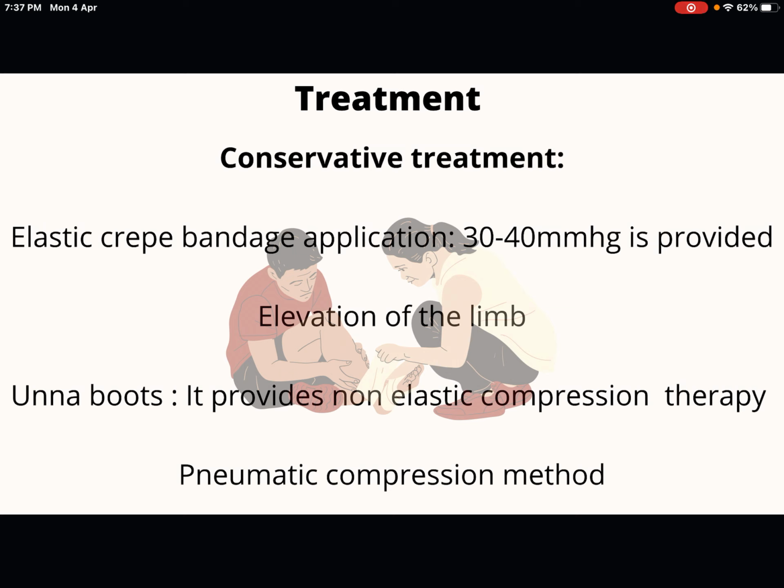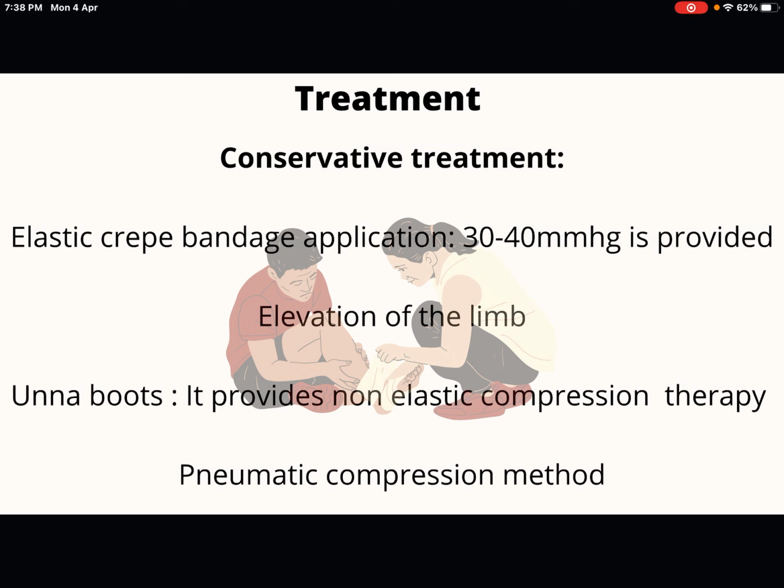Coming to the treatment. Treatment we can divide into various categories. One is conservative treatment. What is conservative treatment? Elastic crepe bandage application. We'll be applying the elastic crepe bandage from down to above, about 30 to 40 mmHg pressure is provided. And we can elevate the limb to relieve the edema. Unna boots provide non-elastic compression therapy, and also pneumatic compression therapy we can give. These are the conservative treatments that are given in varicose vein.